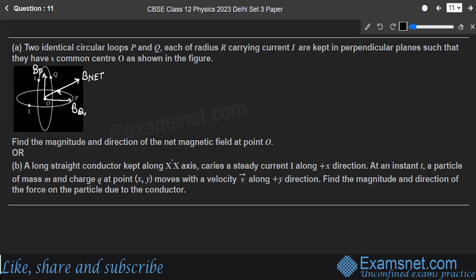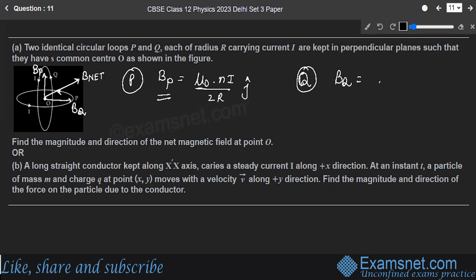So first, you have BP, which is equal to mu naught Ni upon 2R in the J cap direction, and this is the magnetic field due to the loop P. For the loop Q, the magnetic field is given by mu naught N I upon 2R in the I cap direction. Only the directions are changed; the magnitudes of both of them are equal.